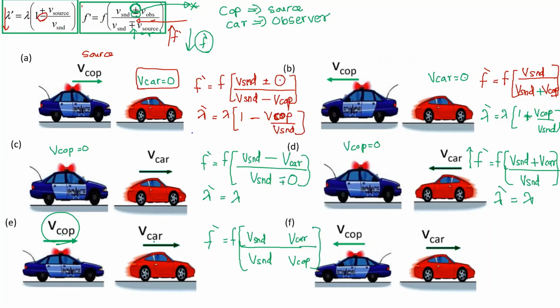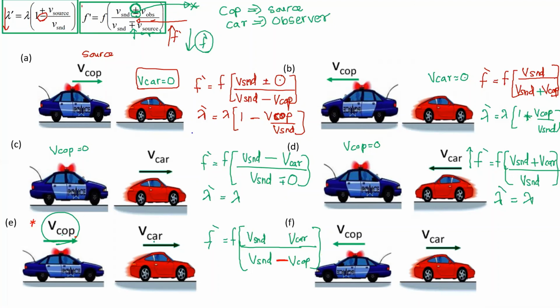Let's see. So when we are looking at the source is moving towards the car, we are not even considering how the other one moves. So we are just thinking in the cop's perspective. According to the cop, he's trying to move towards the car, right? So this one is trying to increase the frequency. Increase the frequency means you select the top sign. So this is the sign for the cop or the source.